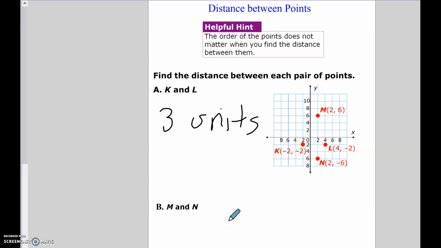Oops, I made a mistake. I didn't look at this scale, and this is counting by 2's. So each space is 2. So this would be 2, 4, 6 units between K and L. And between M and N, I have 1, 2, 3, 4, 5, 6 spaces, and each is worth 2, so that'd be 12 units.